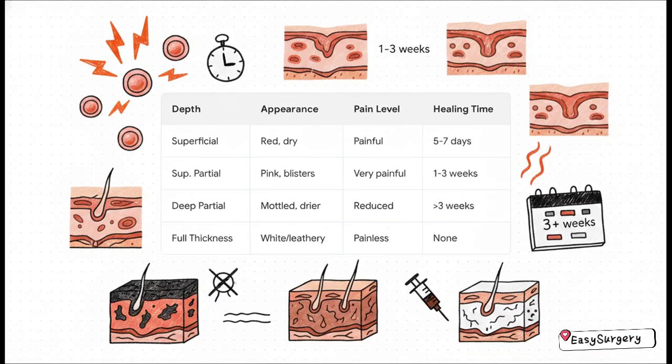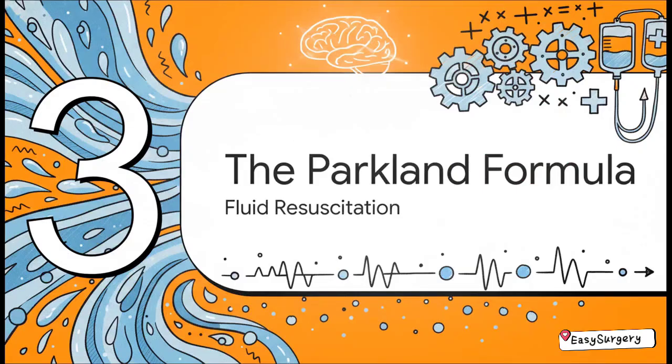Also, pay attention to deep partial burns. They're mottled, much drier, and take well over 3 weeks to heal, which puts them at a super high risk for scarring and means they're probably going to need grafting. Which brings us to Section 3, the Parkland formula and fluid resuscitation.